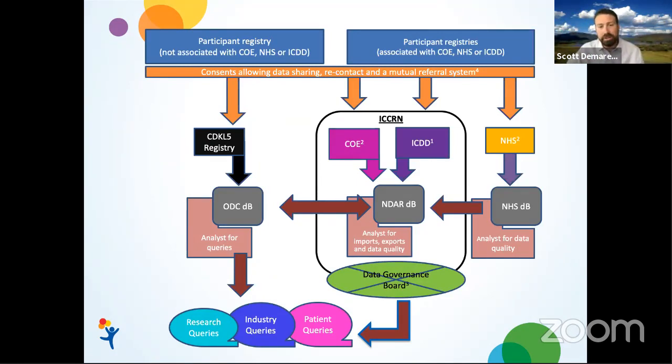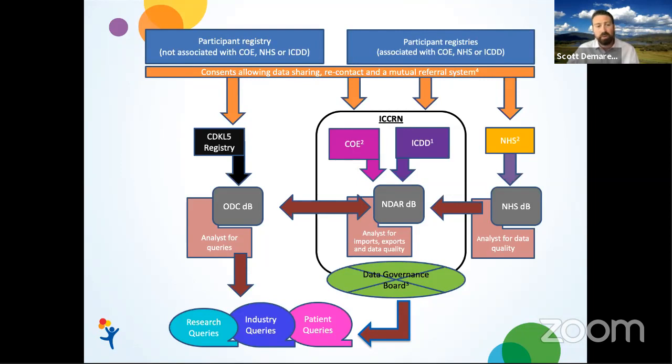How does that data sharing look? Well, you can see the circle in the middle. This is a busy slide, I know. The ICCRN is a combination of our centers of excellence and this ICDD database. The ICDD actually has a strong line over to the CDKL5 registry. And then historically and still ongoing, we're collecting data on the natural history study that's supported by the NIH. And we're working on ways to integrate that data into what we're also trying to do in the ICCRN. Not every aspect of this data flow is currently up and running, but this is our goal.